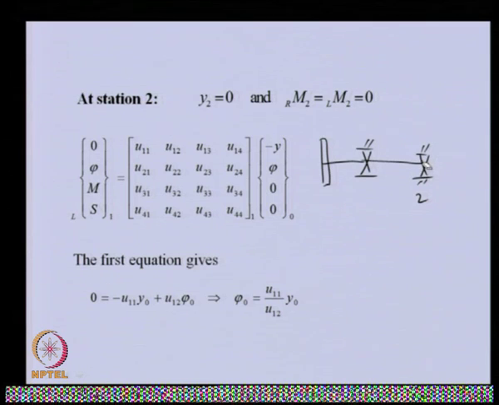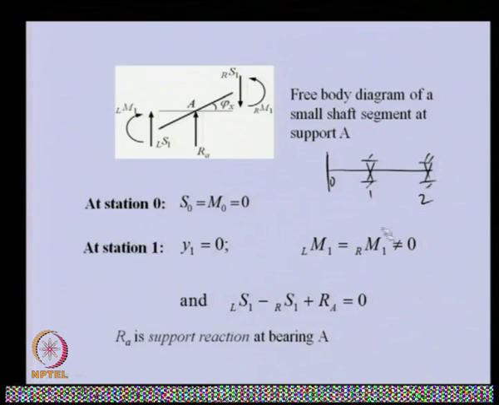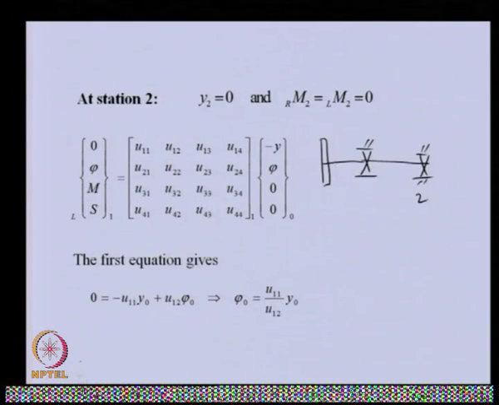Here displacement is 0 as well as moment is 0, but at the intermediate support displacement is 0 but moments are not 0, as we have seen in the previous expression. So moments will not be 0. Now we have looked into all the boundary conditions at stations 0, 1 and 2.